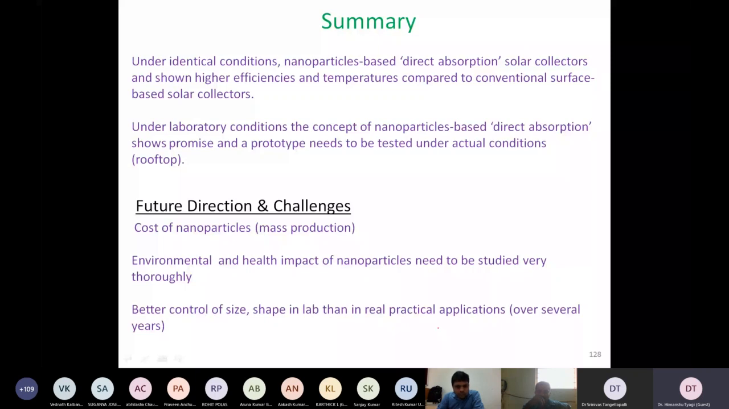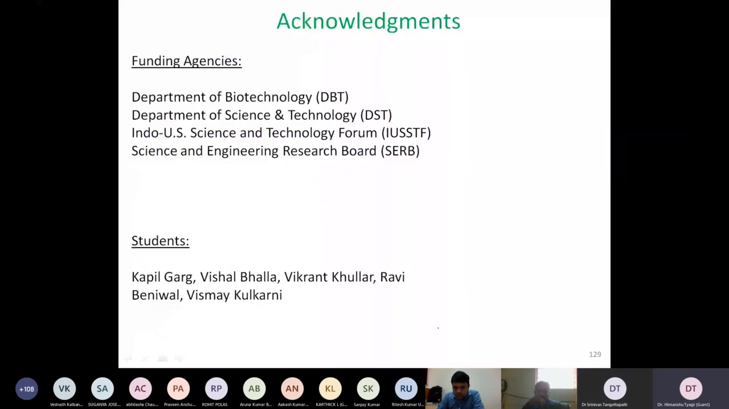And before I formally conclude, I'd like to acknowledge the support we got from these funding agencies. Most of the work that I have presented is from our research group. There are PhD students, MTech students, BTech, and the JRF scholars as well. I have included their names, and I'm very grateful to them. And with that, this is my last slide. So I thank you very much.